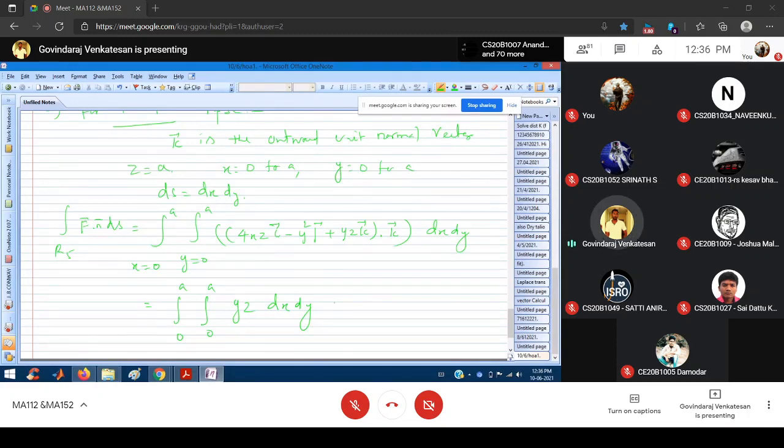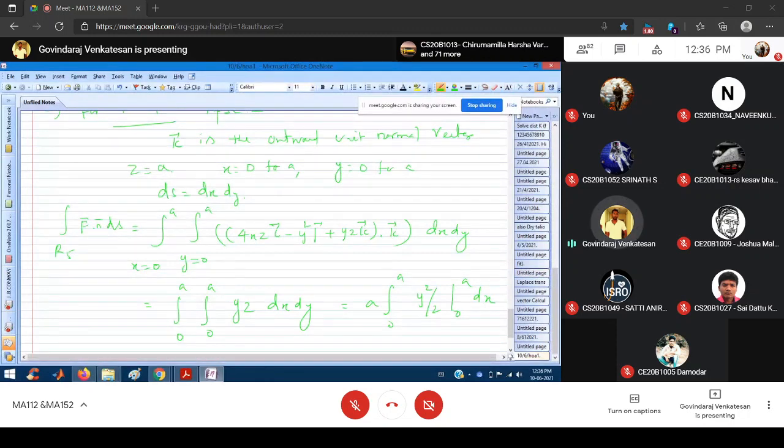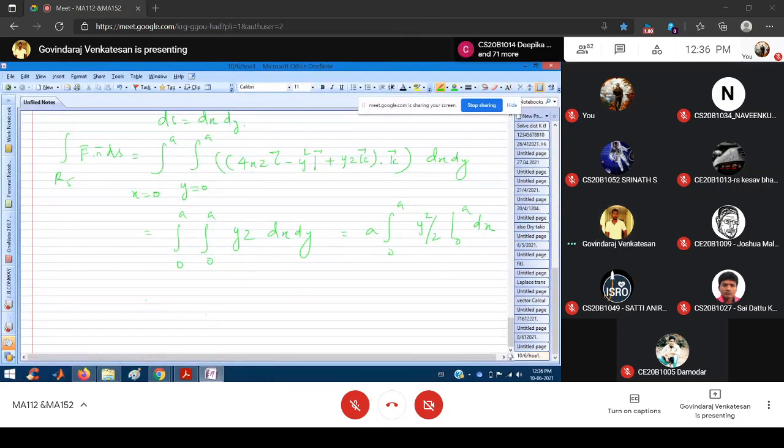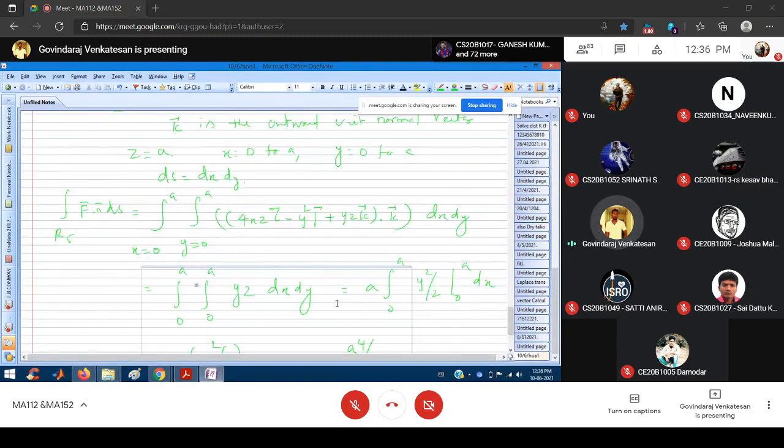Okay. So what is the value of z? You know z is a. Using that, you can integrate from 0 to a. If you integrate y, it is y square by 2. Substitute the upper limit and lower limit into dx. So you will get the final answer: a times a square by 2, and for x it is a. So the answer is a power 4 by 2. The value of the surface integral on the region R5 is a power 4 by 2.